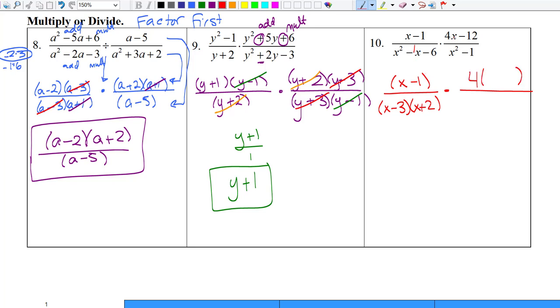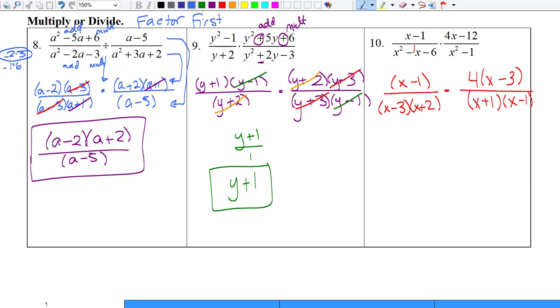The top, this one's a tricky one, 4x minus 12. It's supposed to be an easy one, just a GCF of 4, but a lot of people forget about GCFs because they've been doing so many other factoring, so don't forget that that's just an easy one. It trips people up sometimes. And then the denominator is a difference of squares, x plus 1, x minus 1.